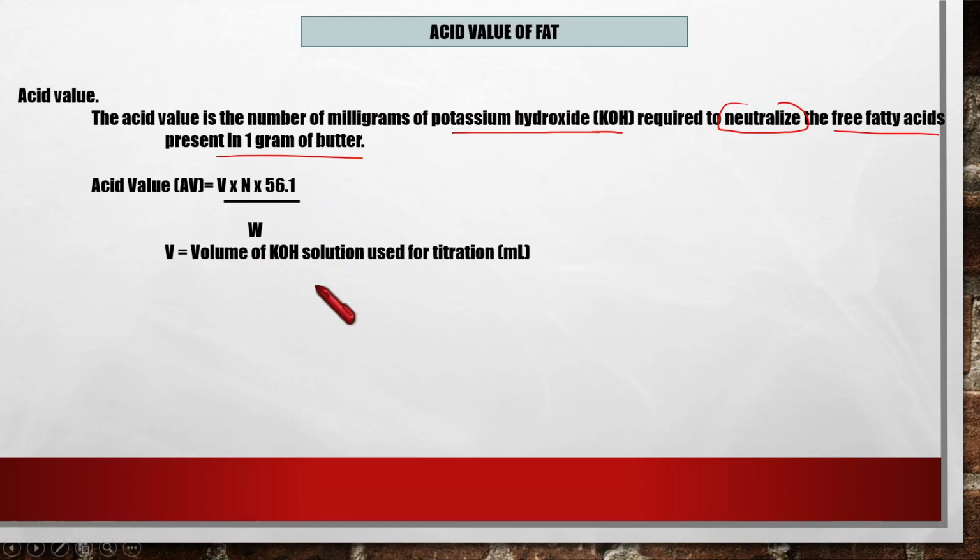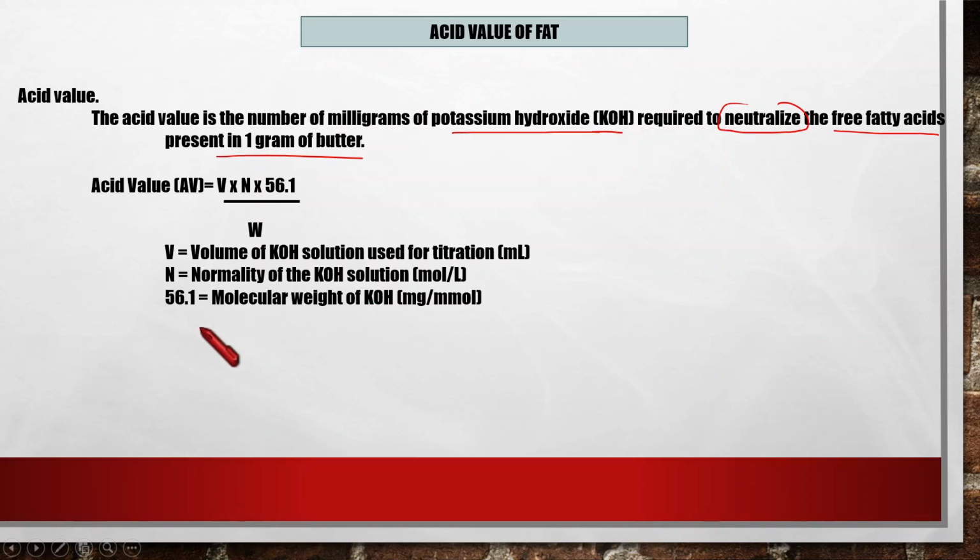V is how much KOH is used up in titration during this experiment, and N is the normality of the KOH solution that we prepare. In this procedure, we are preparing 0.1 normal KOH. Then 56.1 is the KOH molecular weight, and W is the weight of the butter that we used in this experiment in grams. So, what is the interpretation?